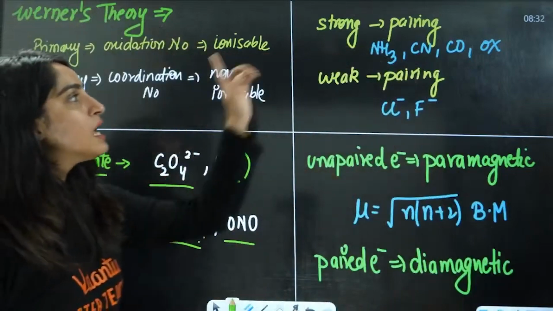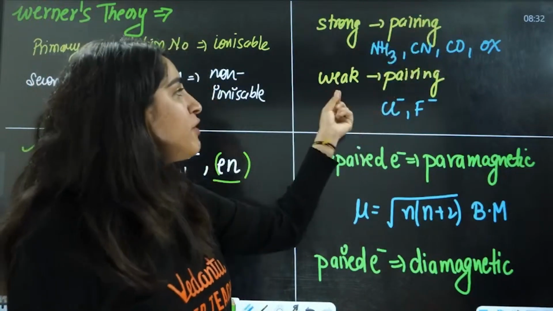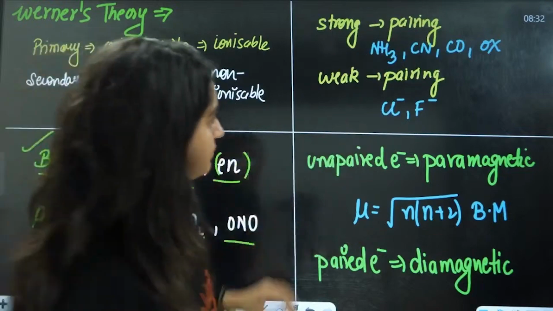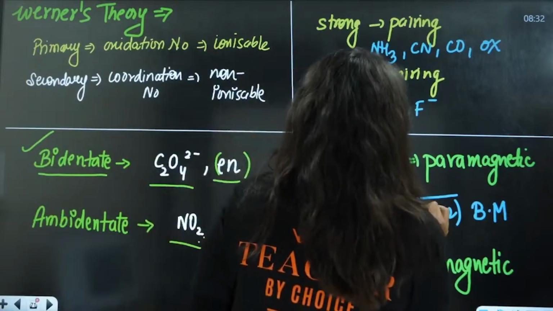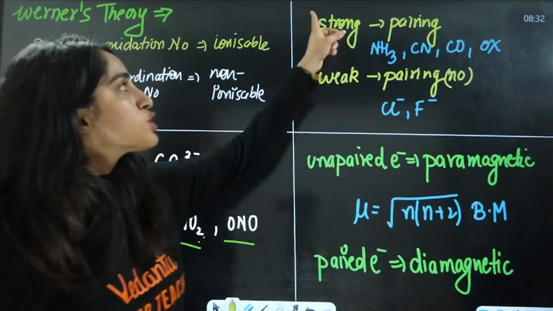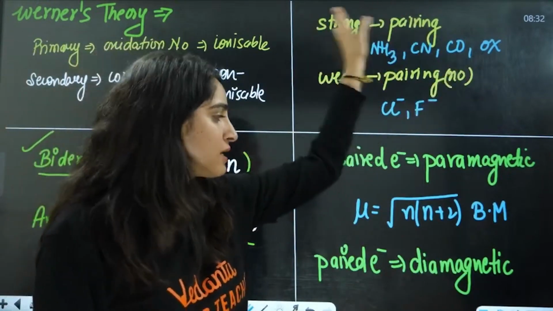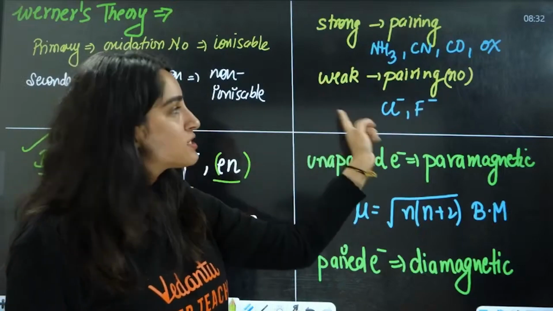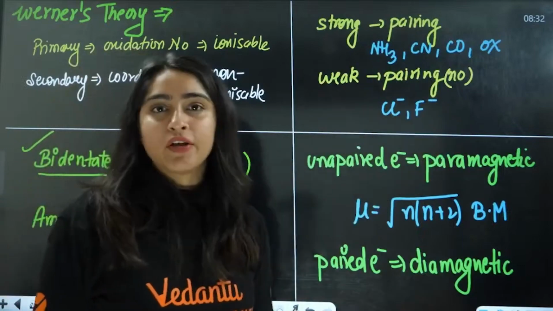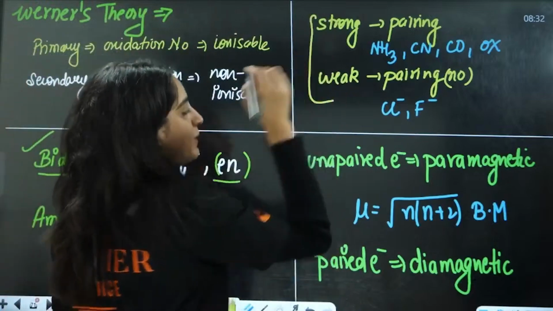Okay, very important. Next, what is a strong field ligand? Strong field ligands cause pairing, weak field ligands cause no pairing. Among strong field ligands you have NH3, CN, CO, ox. These are strong field ligands. Weak field ligands are Cl, F negative. These are weak field ligands. This will help you in VBT theory.